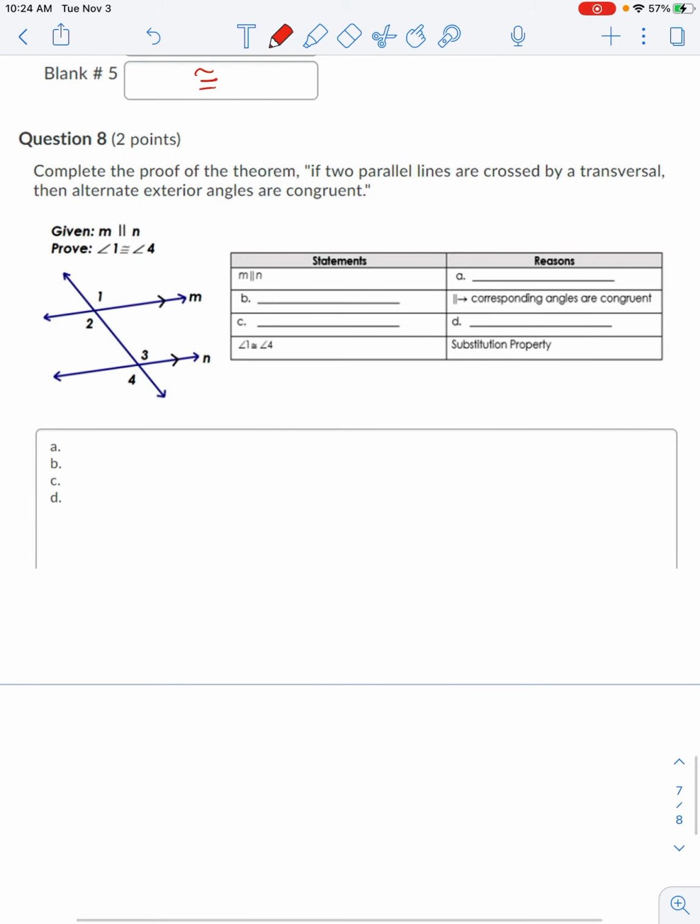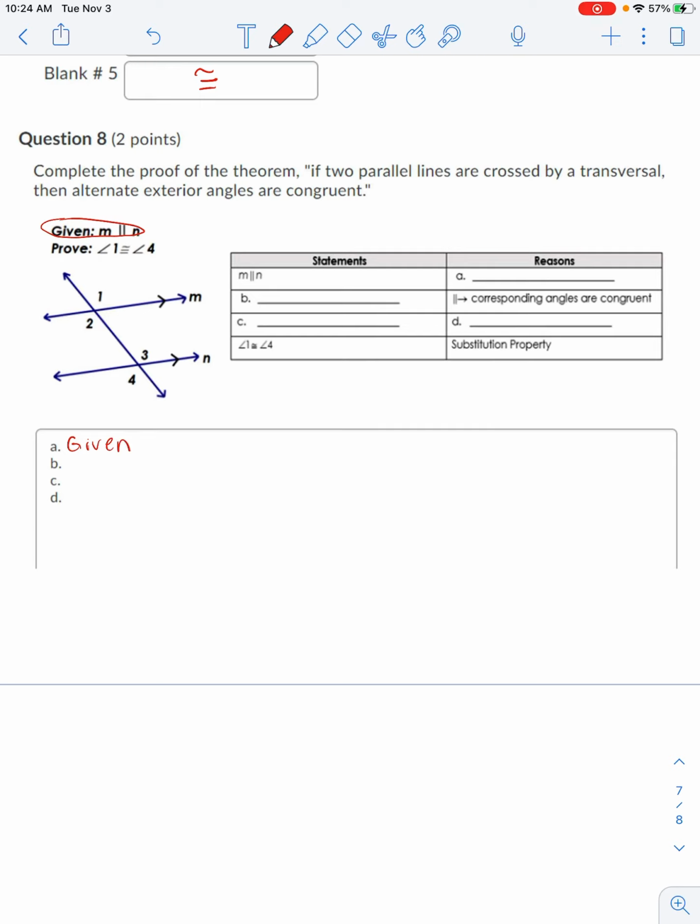In question 8, complete the proof of the theorem. If two lines are crossed by a transversal, then alternate exterior angles are congruent. The first thing that we always start with is our given, right? So we have in the statements that M is parallel to N, and the reason is our first blank, and that first reason should be given.